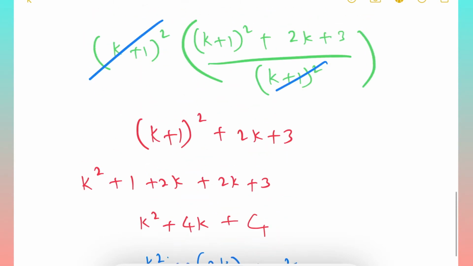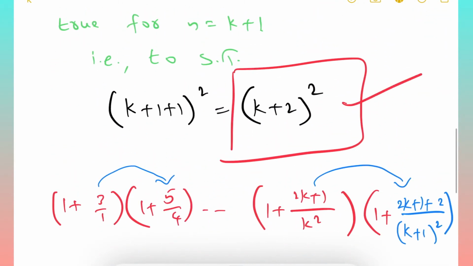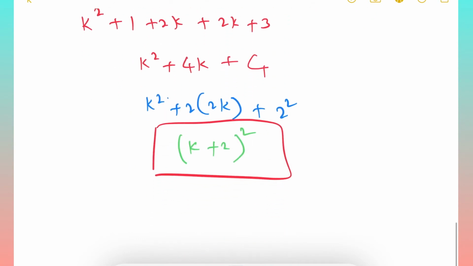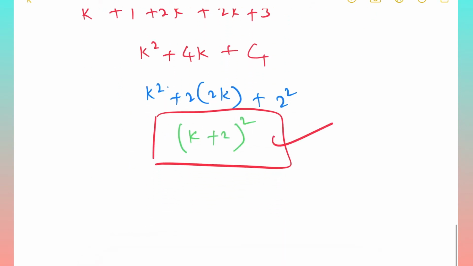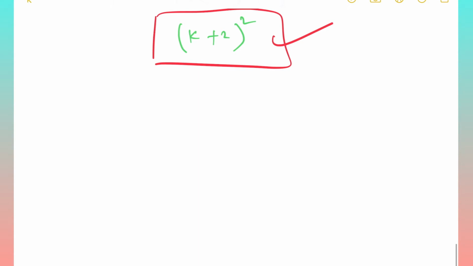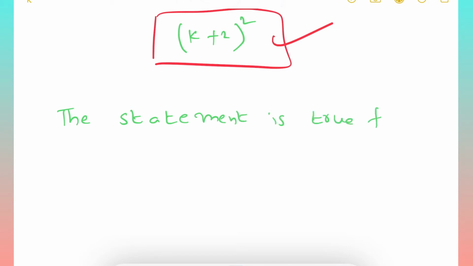Now let us check with our previous step. We need to get k plus 2 whole square. So obviously we got k plus 2 whole square only. So then we can say the statement is true for n equals to k plus 1. By principle of mathematical induction, the formula is true for all n belongs to natural numbers.